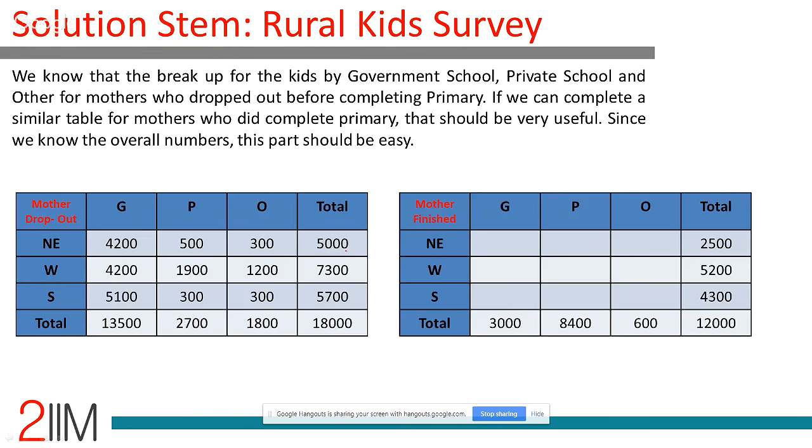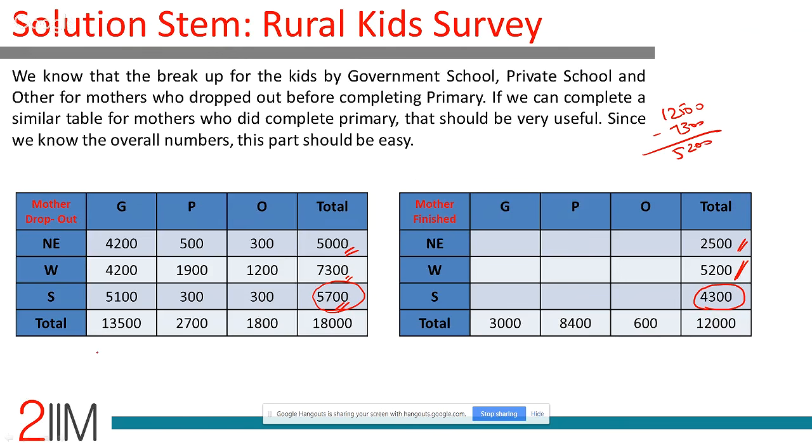7,500 students totally in Northeast. 5,000 have mothers who have dropped out. The remaining 2,500 are mothers who have not dropped out. 7,300 out of 12,500. So 12,500 mothers totally, of which 7,300 drop out. So we will have 5,200 remaining here. 5,700 out of 10,000 in South have mothers who have dropped out. The remaining will be 4,300.